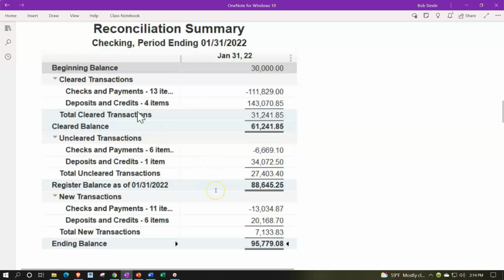Now, if you go to the bottom half, it gets you the new transactions after the bank reconciliation date, which again, I don't see why they even include that. It's not really relevant to the bank reconciliation as of 1/31. So this is what we're looking for here.